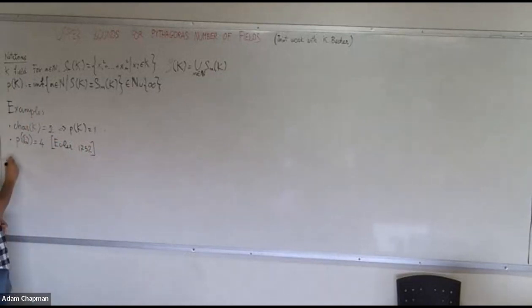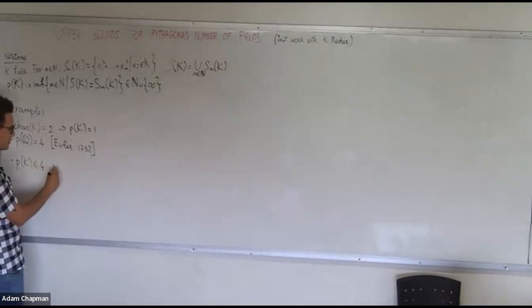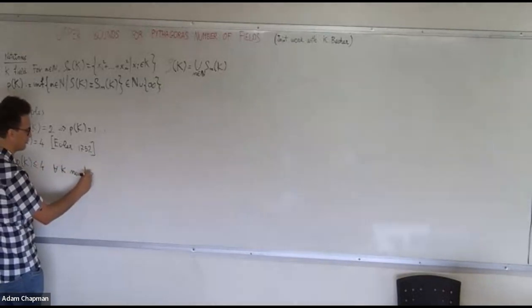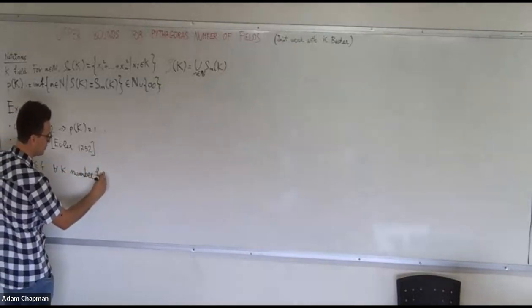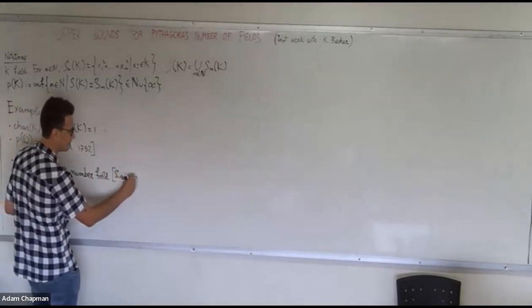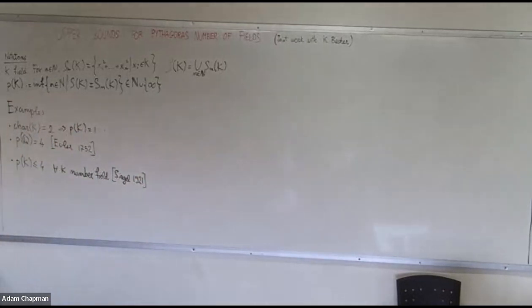Another famous result is somehow a generalization of this. What happens if we consider a number field K? Then the Pythagoras number is at most 4. This was proven by Siegel in 1921, but it's also known as Hilbert's theorem because Hilbert claimed this result.